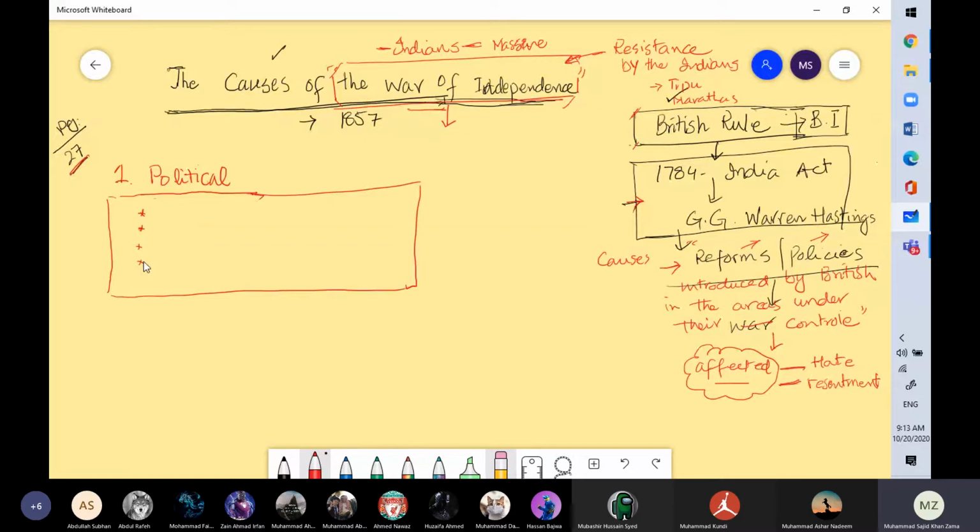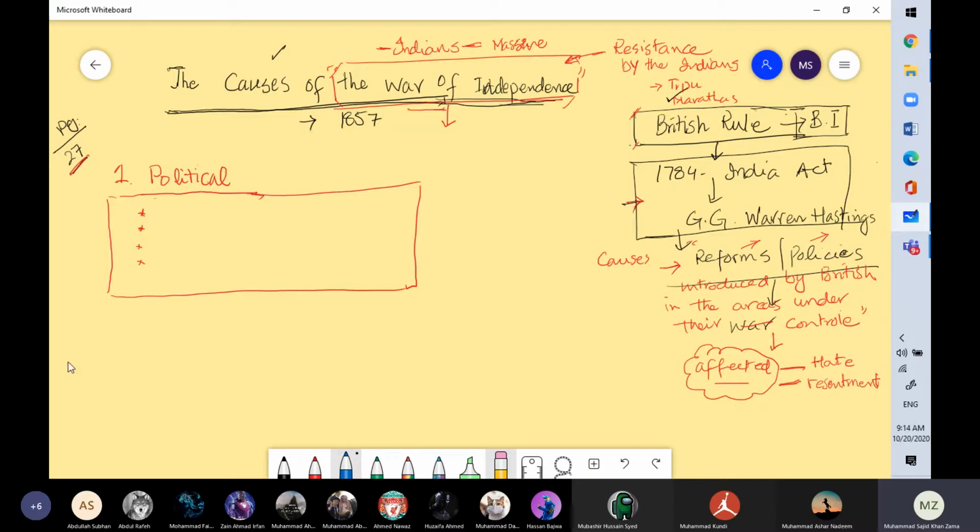Okay, political, let's find the evidence for this. Did you get the point? While preparing, you can do the same exercise while reading, even if it is your first reading, and you will actually be preparing for your exam and homework and assignment and all that. Now let's see political.